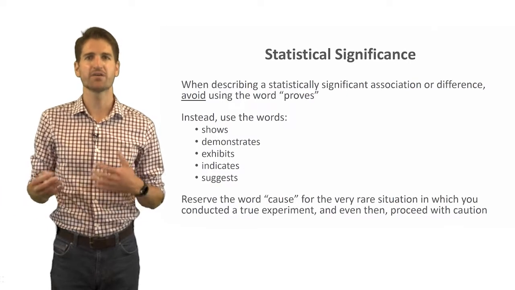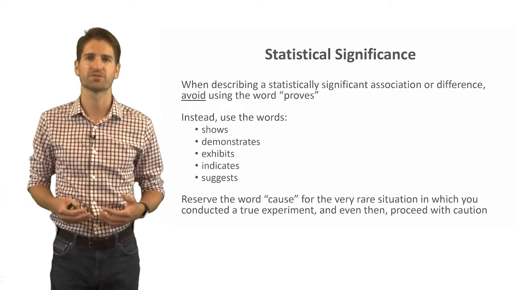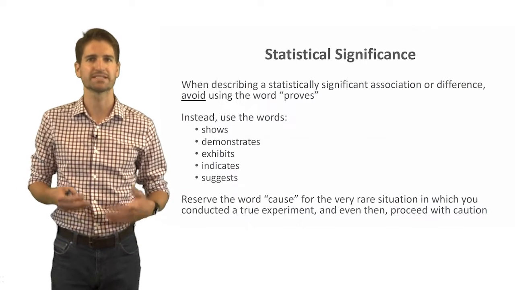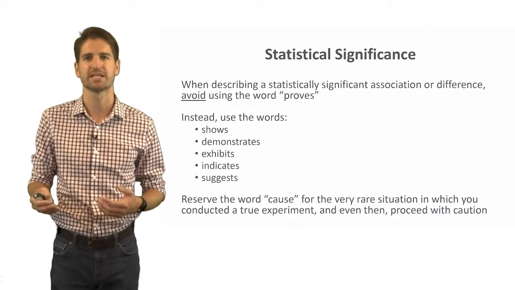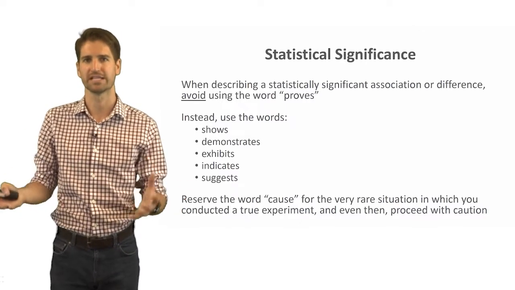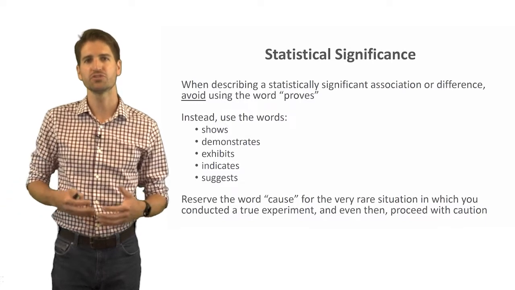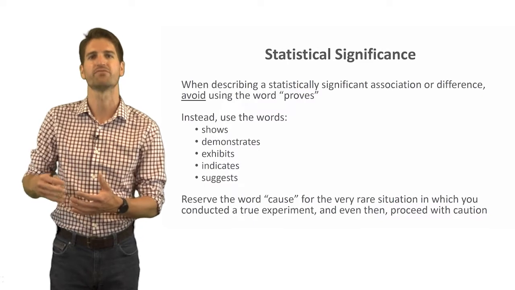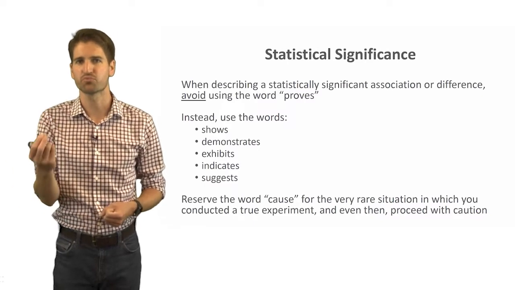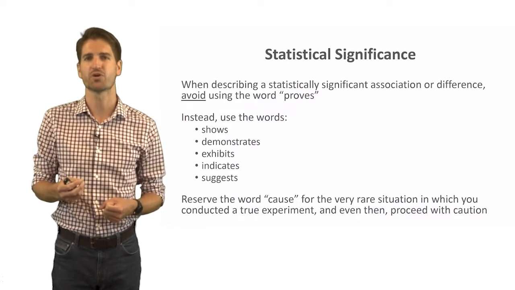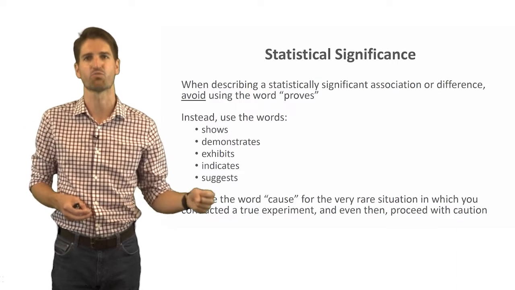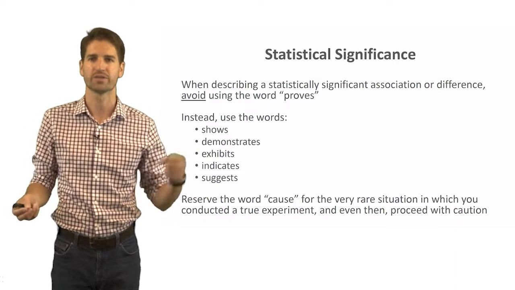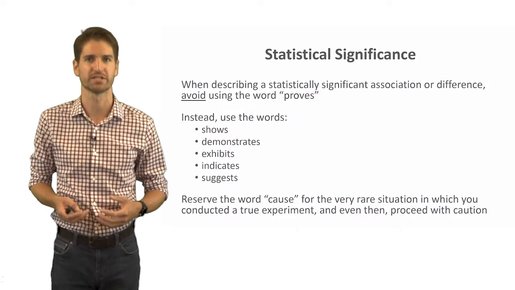And so instead of using the word prove, I recommend that you use words like shows, demonstrates, exhibits, indicates, or suggests, as these have a softer language to them. Now, you can still use them in a manner that shows you have confidence, but it also gets to that point of uncertainty. Saying that something proves something indicates that you are 100% certain that this is why X leads to Y, or that X and Y are associated with one another.